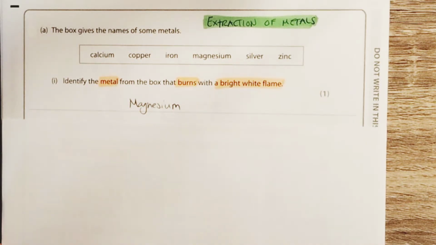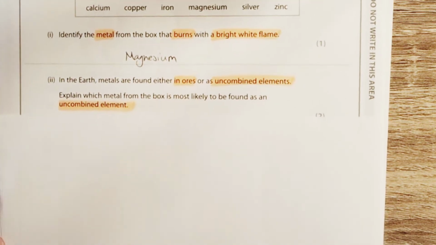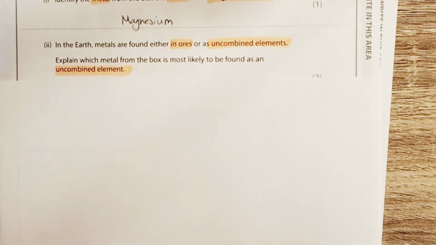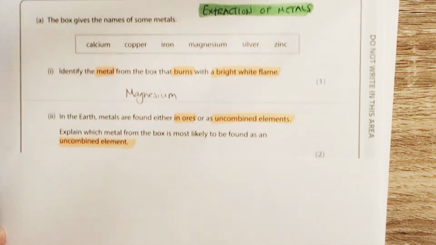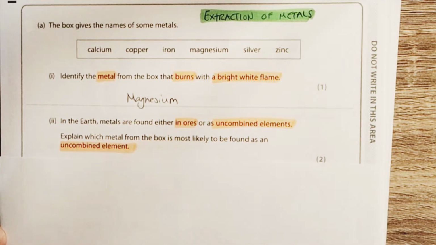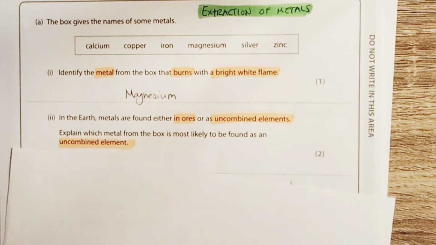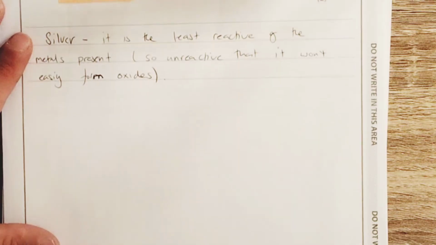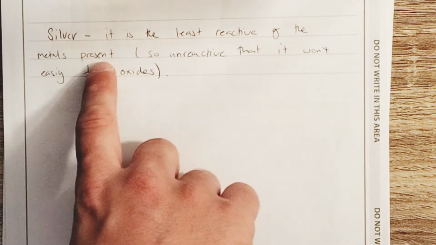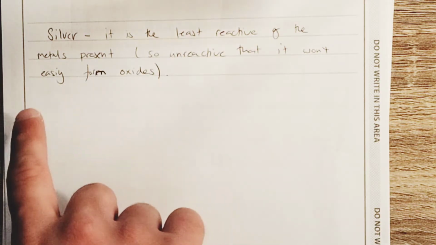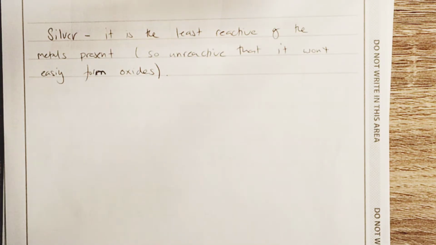Now, next it says, in the earth, metals are found in ores, which are compounds, or as uncombined elements. Explain which metal from the box is most likely to be found as an uncombined element. So we're looking for the element in this box which is most unreactive, and that would be silver. And that's exactly the reason why we find it as a native metal in the Earth's crust. So our answer is silver. It is the least reactive of the metals present. So unreactive, in fact, that it will probably not easily form oxides by reacting with oxygen in air.